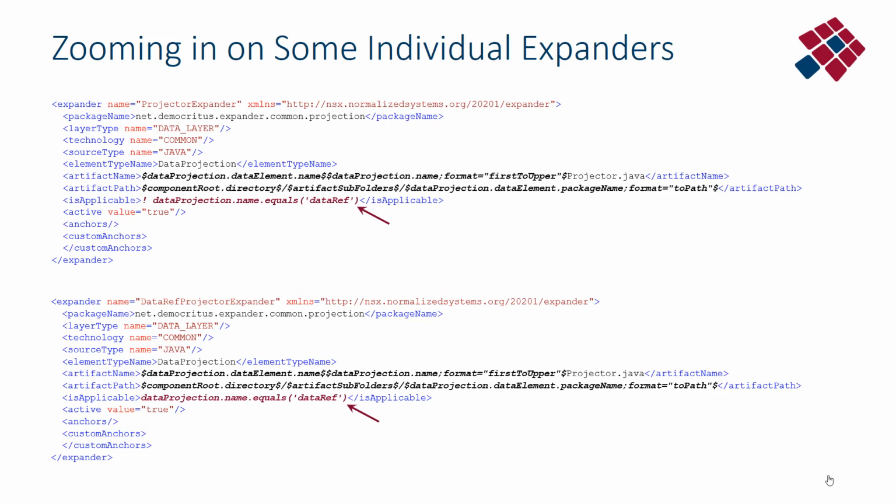So either it is the data ref projection, and then the data ref projector expander will be used and will automatically generate the data ref projection artifact, or it is not a data ref projection, it's an other projection, and then the data ref projector will not be used, but the projector expander will be used and will generate an artifact with a name in accordance with the actual projection. So we have two expanders here doing a little bit the same, but a bit different, and they are mutually exclusive.